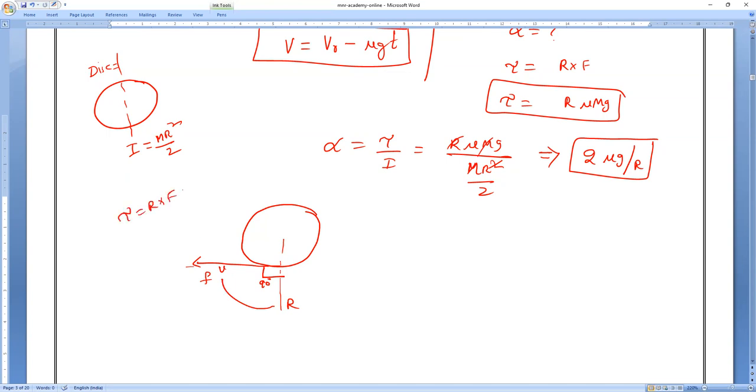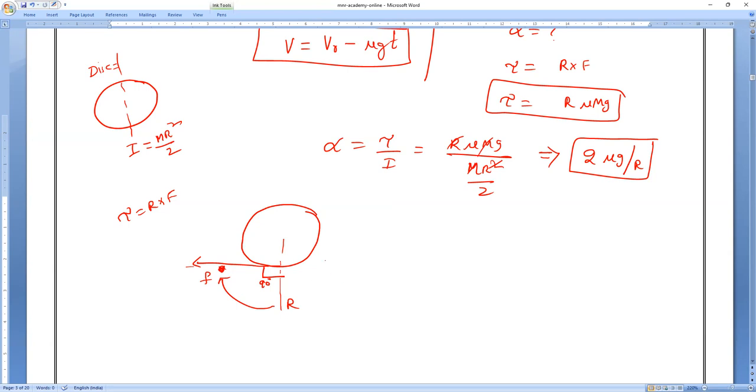So, apply the right-hand thumb rule. If you apply that, will it come inwards or outwards? Check it, everybody. Apply the right-hand thumb rule and tell me. R cross F, if I apply that, inwards or outwards? R cross V, everybody? Is it acting into the screen or out of the screen? Verify it and tell me.